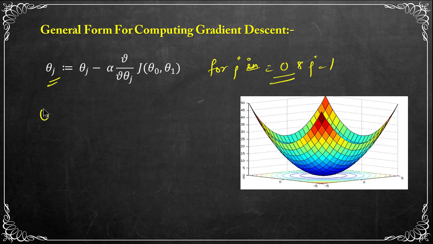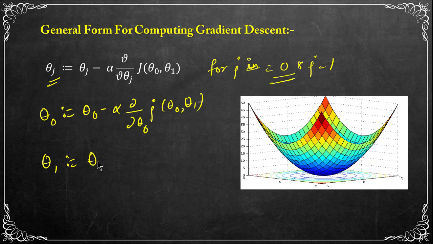So when j equals 0, it is something like this: theta 0 minus the learning rate times the partial derivative with respect to theta 0 of our cost function. And here we have theta 1: theta 1 minus our learning rate times the partial derivative with respect to theta 1 of J of theta 0 and theta 1. Okay, now you understand what j is here. j is 0 or 1, and we have to simultaneously update our theta j.